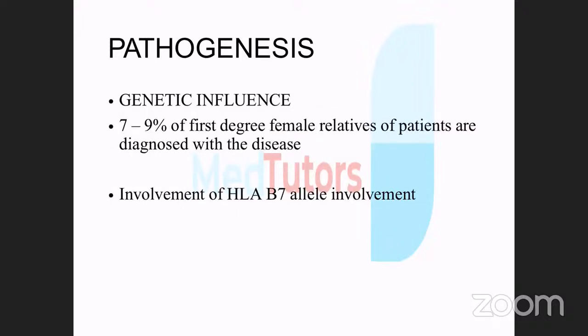Genetic influence. There's a 7 to 9% increased risk of endometriosis among first-degree female relatives of patients. So if you have a patient who has endometriosis, there's a 7 to 9% higher risk of finding endometriosis in any of her first-degree relations compared to somebody who is not related to anyone with endometriosis. And this is said to involve the human leukocyte antigen B7 allele. Next slide.